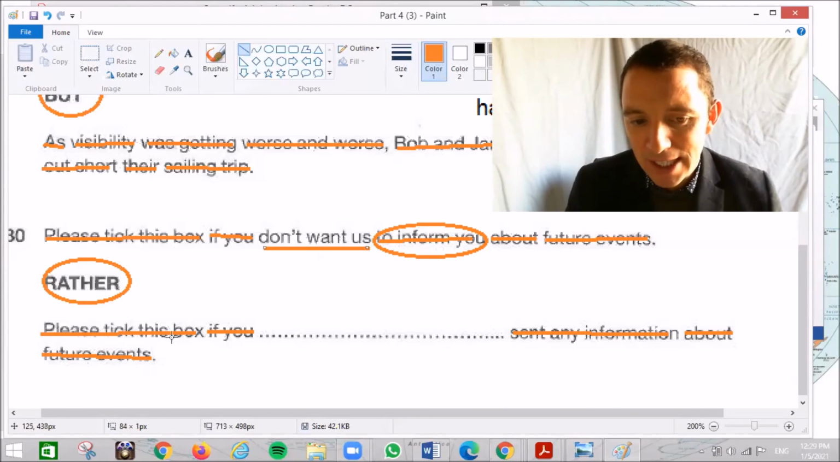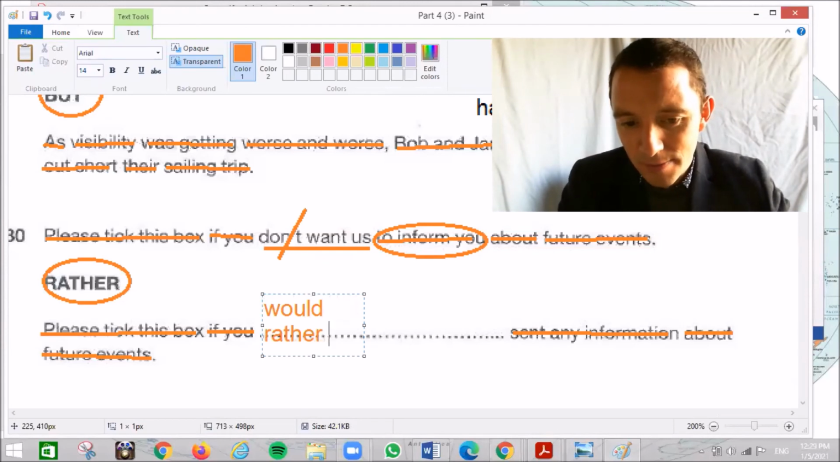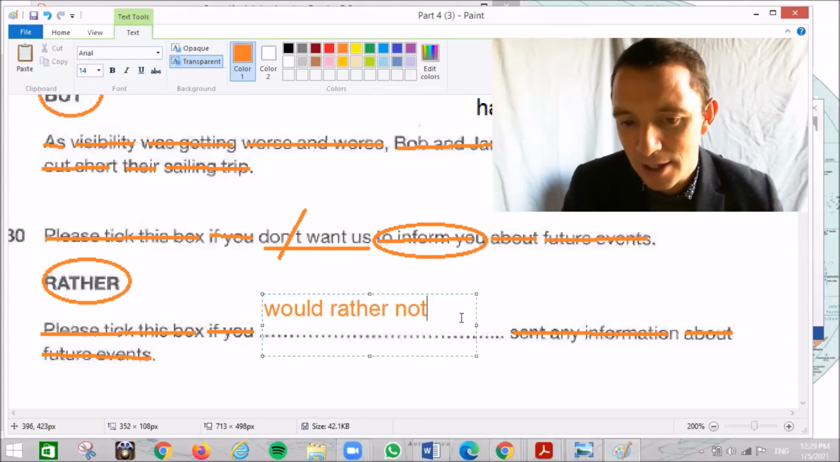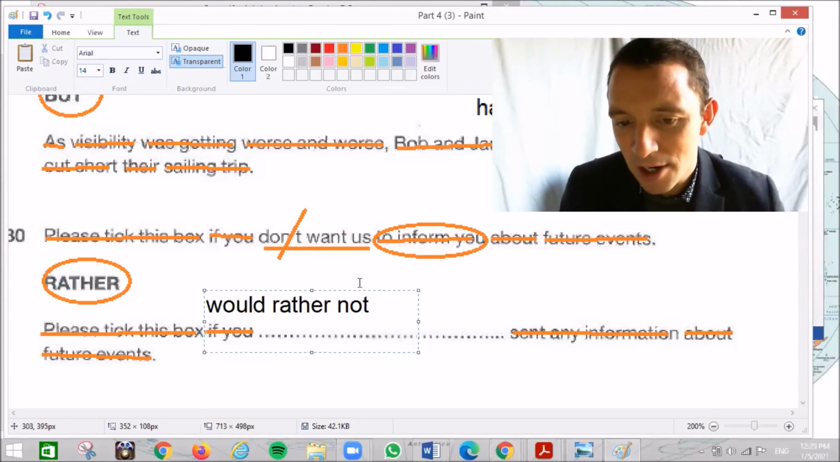Okay, so please tick this box if you would rather, and remember it's the negative. So we have to say if you would rather not. So that's the negative for the preference of the verb rather. If you would rather not, and remember it's the infinitive, but it's more complicated here. Okay, so this is the first part. If you would rather not.